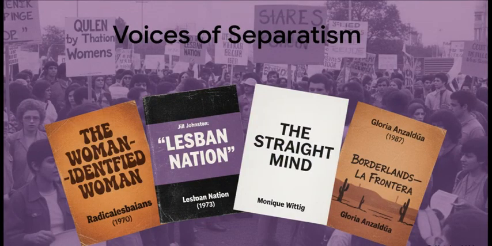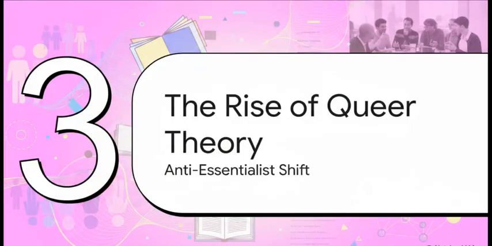And Adrienne Rich was definitely not a lone voice here. A whole intellectual movement was taking shape. You had groups like the Radical Lesbians and thinkers like Jill Johnston, Monique Wittig, Gloria Anzaldúa. They were all building this case for a distinct lesbian identity, one that stood on its own, separate from mainstream feminism, and also from the gay rights movement, which was often focused on gay men. So you can see how the ground was being prepared, right? All these intense debates about identity and who belongs where. It all created the perfect conditions for the next big thing in the 1990s, the rise of queer theory.